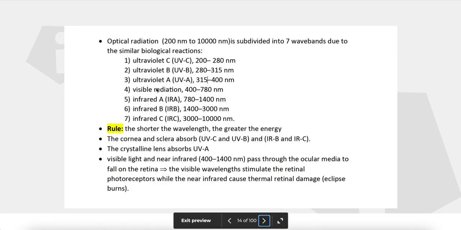So this is from Elkington, and it shows the different ranges of wavelength of different waves. You can see that the ultraviolet A has a range of 315 to 400 nanometer, and the cornea and sclera absorb the ultraviolet C and the ultraviolet B, infrared B and infrared C. The crystalline lens absorbs the ultraviolet A, and the visible light or the infrared between 400 to 1400 nanometer passes through the ocular media to fall on the retina, which can sometimes cause thermal retinal damage.